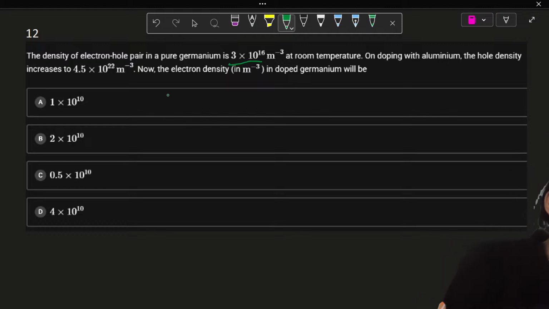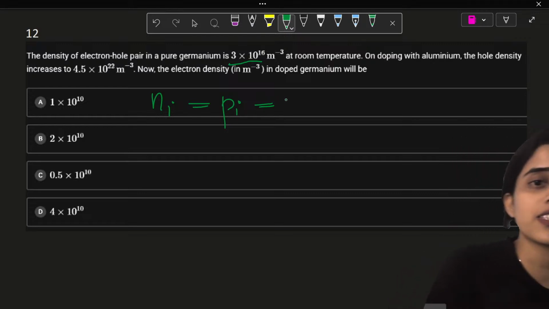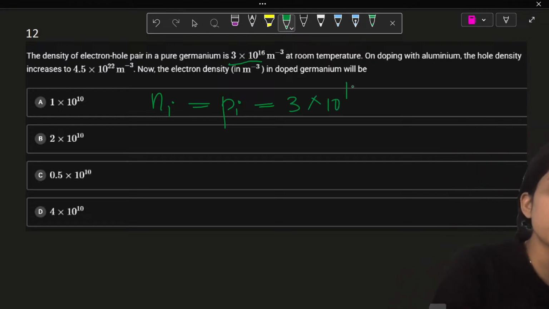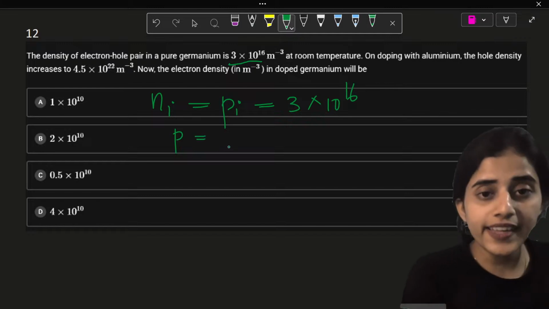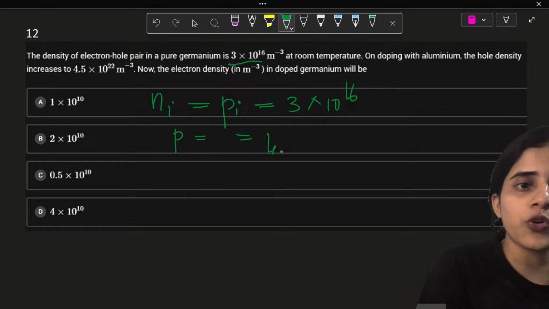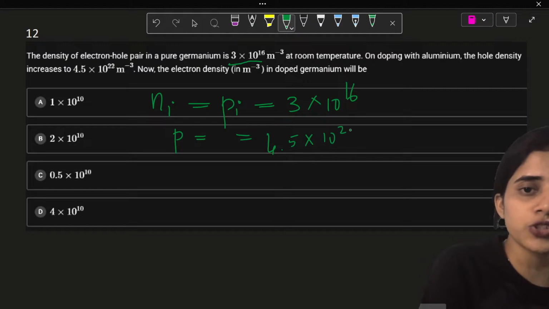Okay. So, what is the first thing given? The number of electron-hole pairs, the number of electrons and number of holes, is 3 into 10 raised to 16. Now, P, the hole density, is how much? 4.5 into 10 raised to 22.